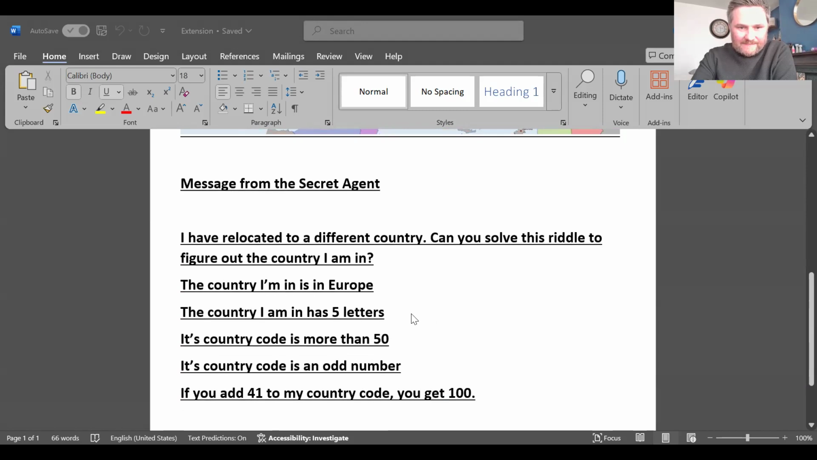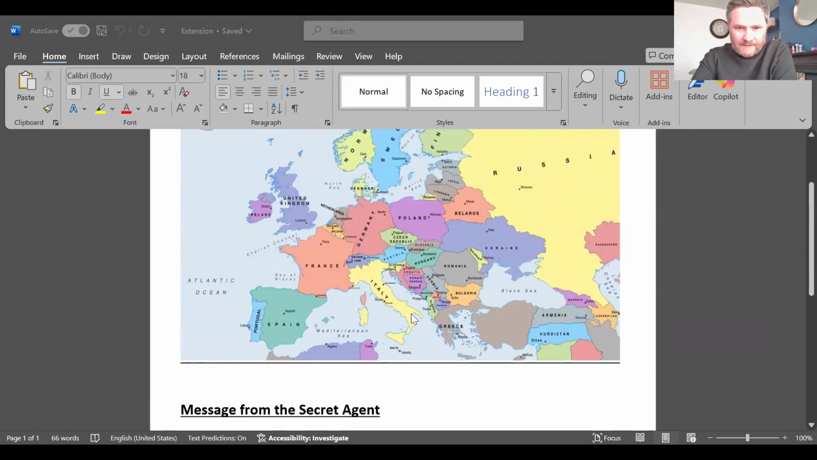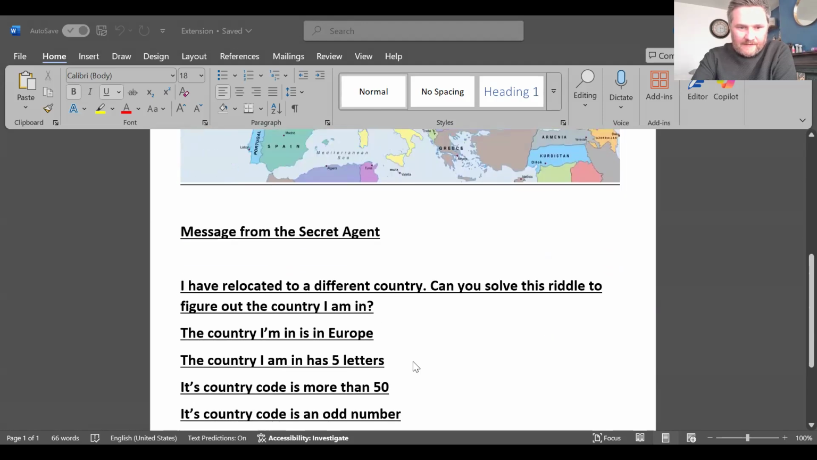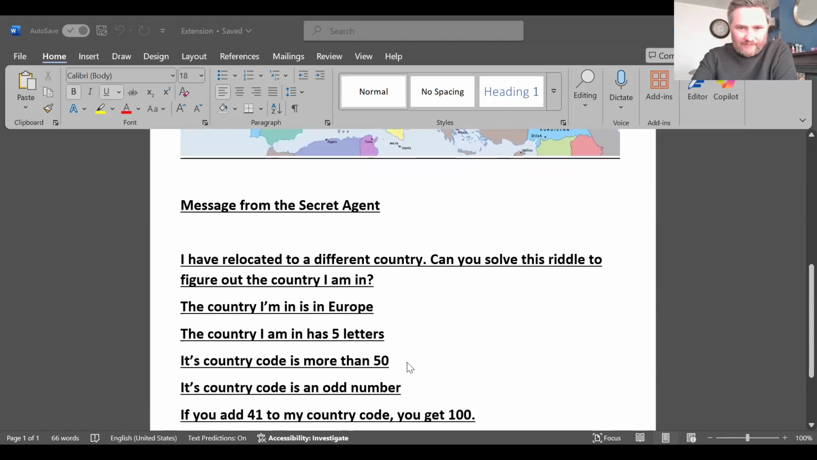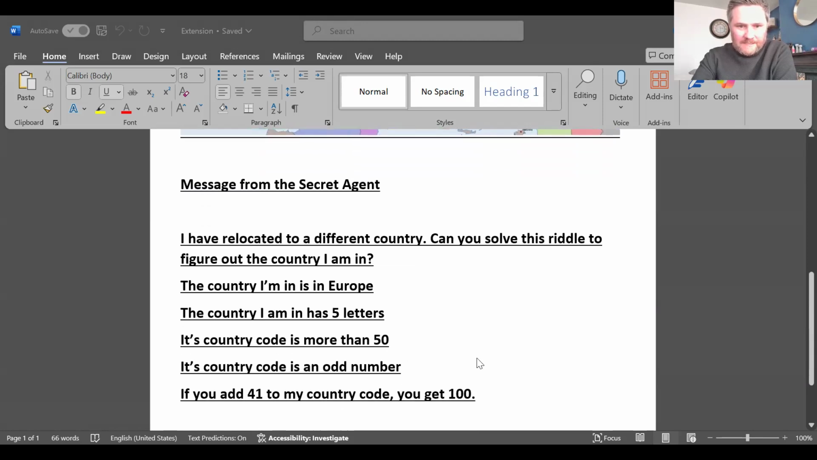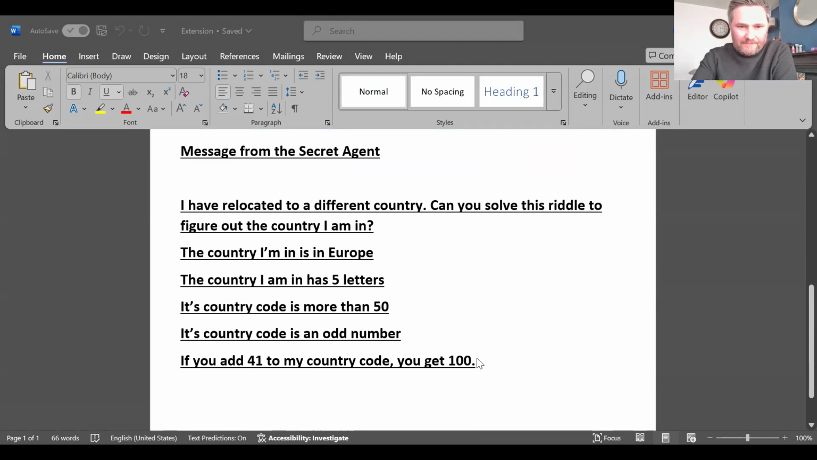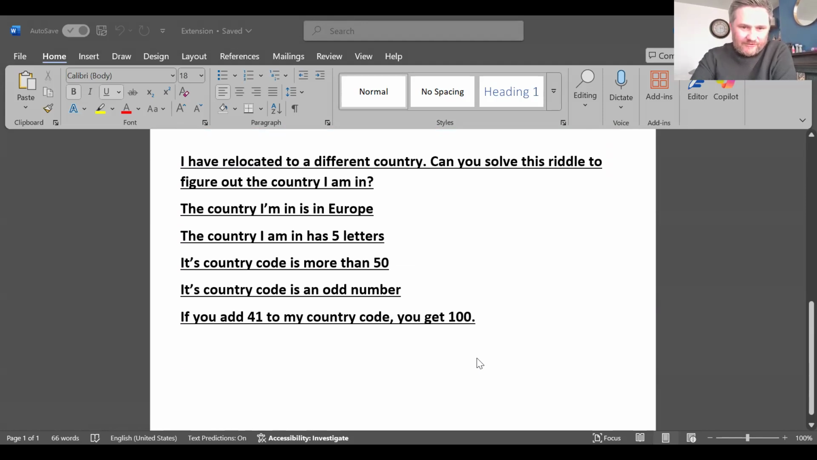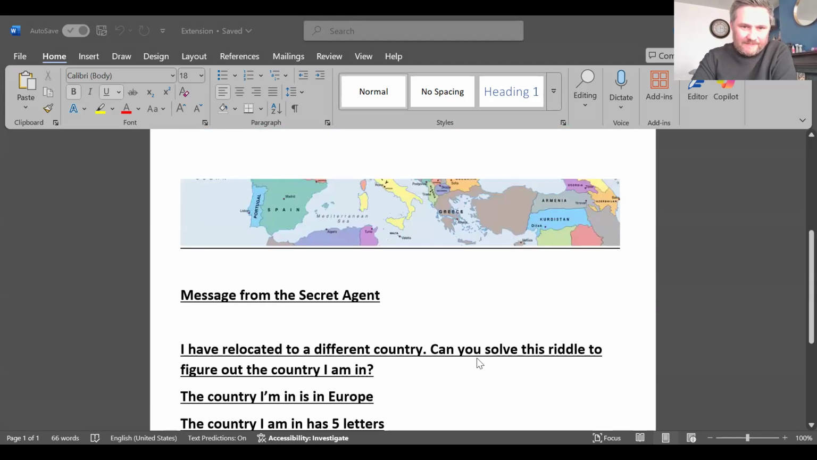The country I'm in has 5 letters. So we'd be looking around here, looking for a country with 5 letters. That would narrow it down. Its country code is more than 50. And its country code is an odd number. Right. And if you add 41 to my country code, you get 100.